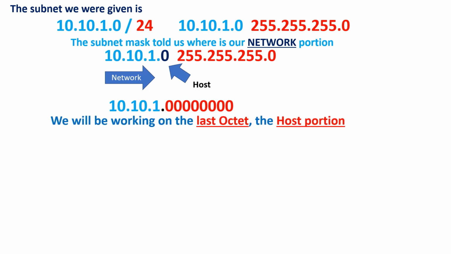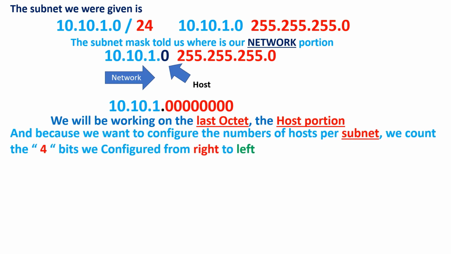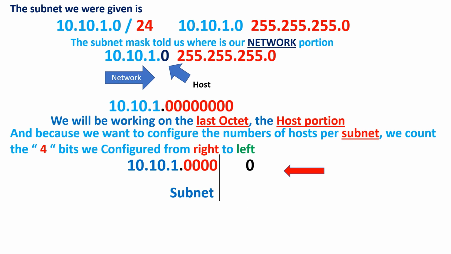We will be working on the last octet, the host portion, and because we want to configure the number of hosts per subnet, we count the 4 bits we configured from right to left. So here we have our subnet. We will put a line there because we will not work on the network portion. We will be working on the host portion.